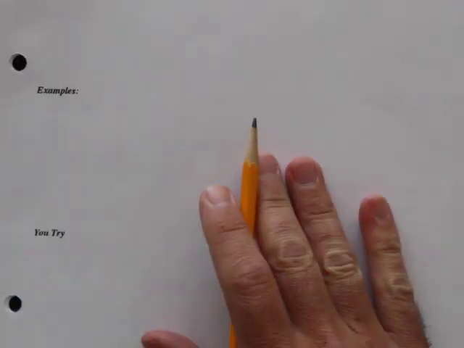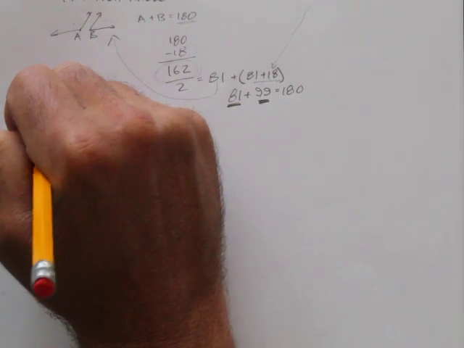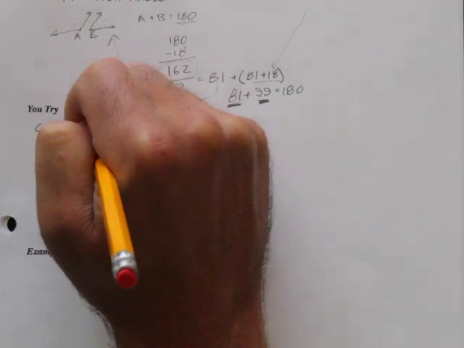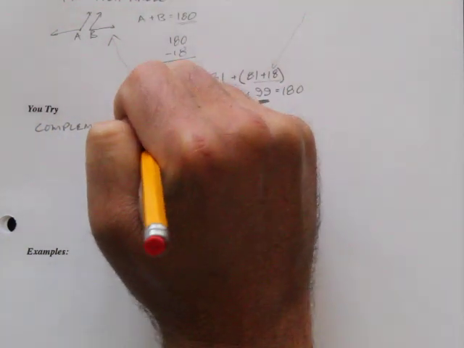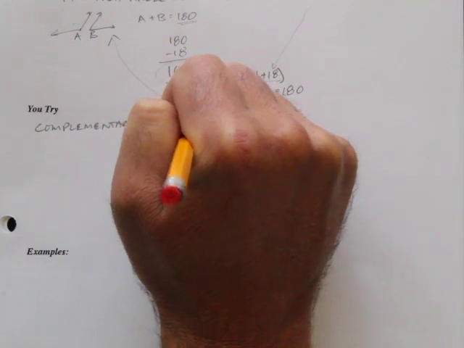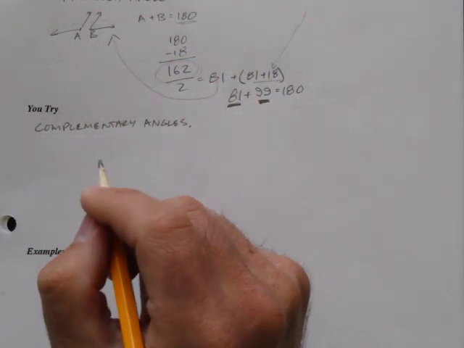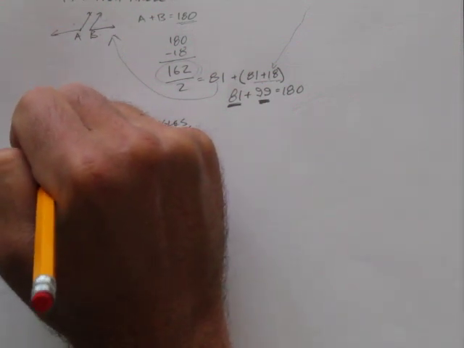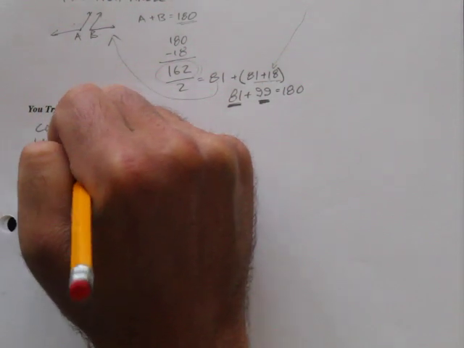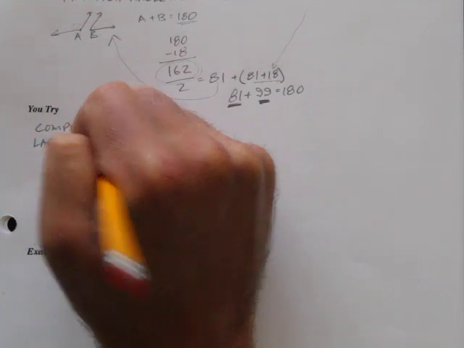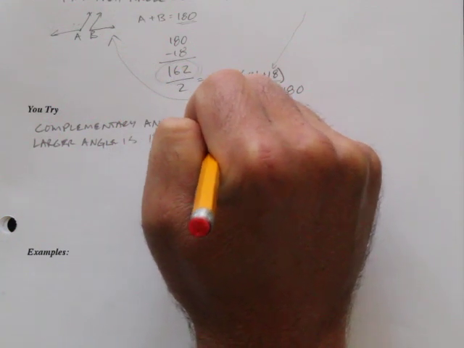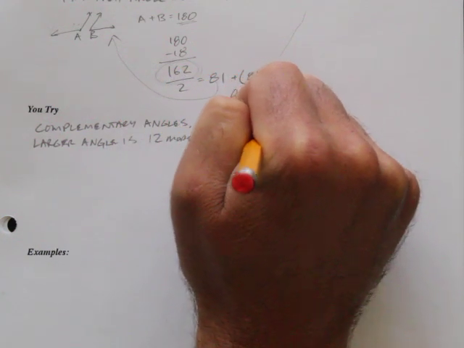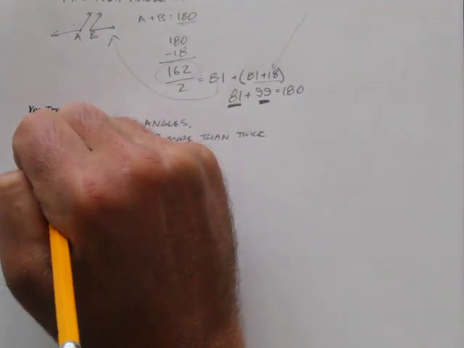Now we're going to stop at the bottom of this page. So we're going to do this U-try, we're going to do another example, and we're going to be done. U-try, complementary angles is what you're going to start with. Complementary angles. The larger angle is 12 more than twice the smaller angle.